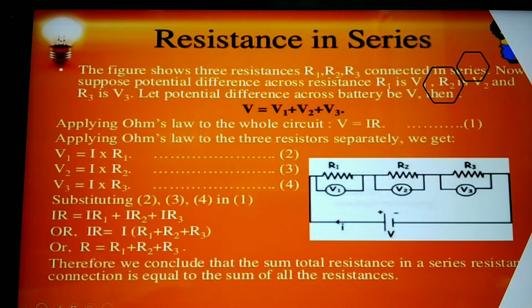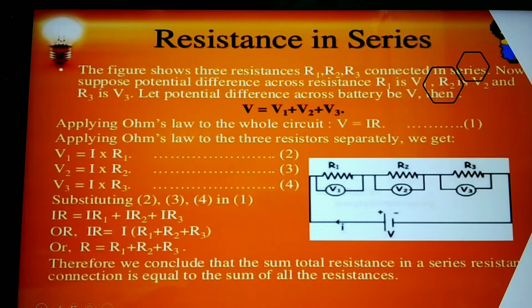Then how can you calculate the resistance when the resistors are connected in series? The figure shows three resistors R1, R2 and R3 connected in series. Now suppose the potential difference across R1 is V1, across R2 is V2 and across R3 is V3.